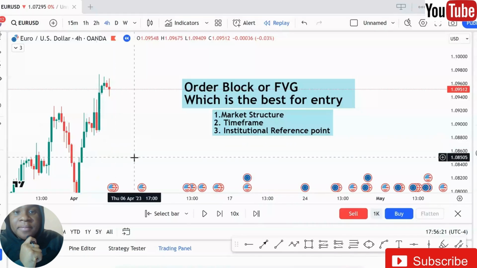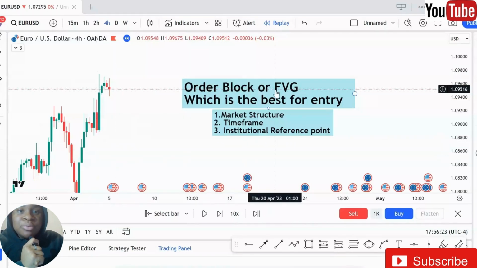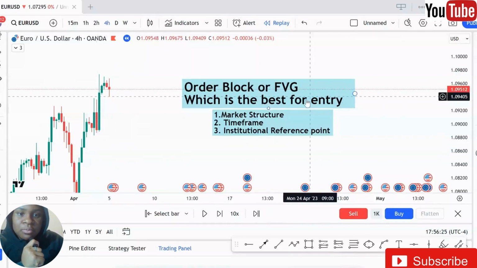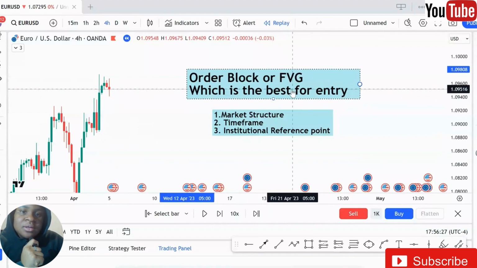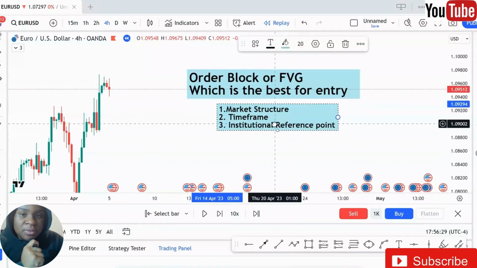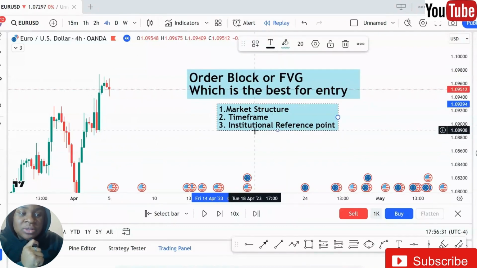Welcome back. So today's video is order block or fair value gap, which is the best for entry. Now, I had this problem. Whatever I'm showing on this channel is what I struggled to understand, and I have this assumption that a lot of people out there are struggling the way I struggled to understand this very, very well.